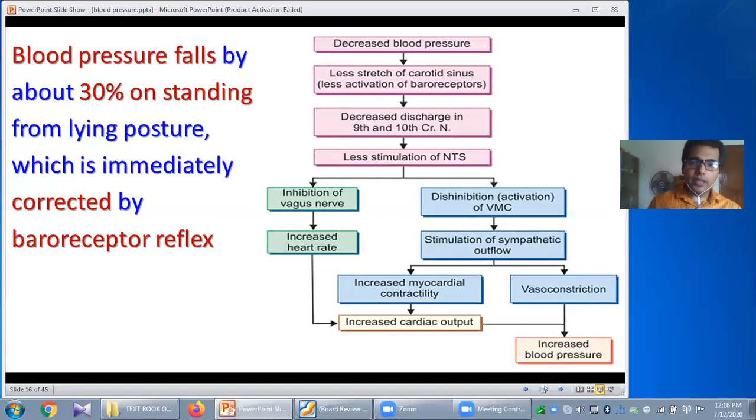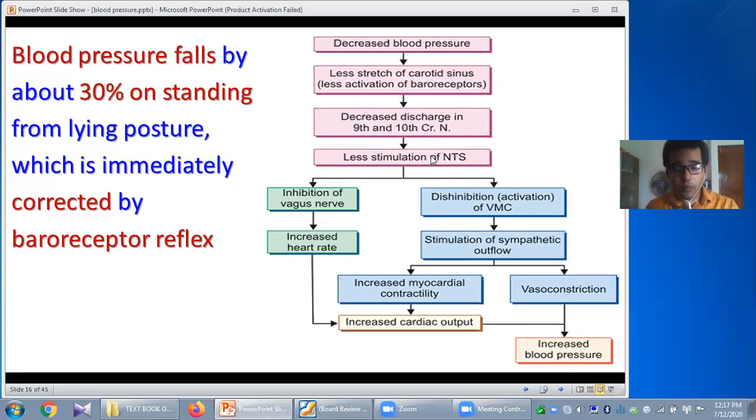Okay, so what will happen? There will be less stretch of the carotid sinus baroreceptors. That means the degree of stretching will decrease. So this decreased degree of stretching, this signal will be transmitted to the nucleus tractus solitarius via the glossopharyngeal and vagus nerve. So what will happen? Now this sensory area, that is the nucleus tractus solitarius, is less stimulated. That means your blood pressure is falling. So what to do? If your blood pressure is falling, what will happen?